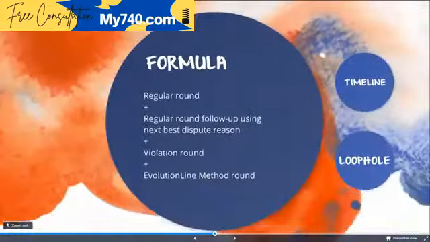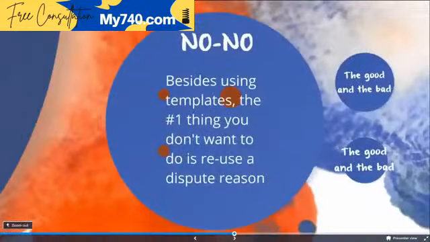So if we go and look at the no-no, besides using templates, the number one thing that you don't want to do is reuse a dispute reason, right? That's literally number one. I was trying to think of something else, but there is a credit repair suicide, which is basically stating not mine, for the purposes of factual based disputes. This is the number one thing that you don't want to do. So if you first say not mine, you cannot then go and also say not mine 4 rounds from now. You can never say not mine again.